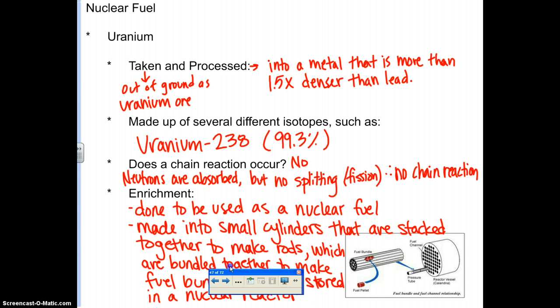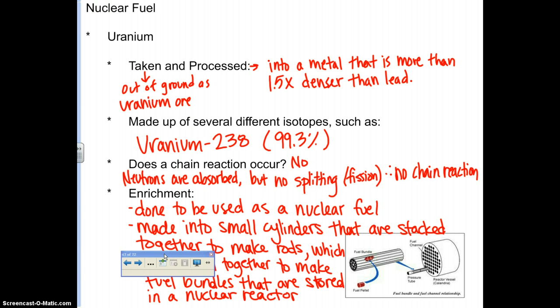Okay, nuclear fuel. Uranium is what we need to look at here, and it's taken out of the ground as uranium ore, and it's processed into a metal that is more than 1.5 times denser than lead. Lead's pretty dense, guys. It's made up of several different isotopes, most commonly uranium-238. About 99.3% of it is going to be uranium-238.